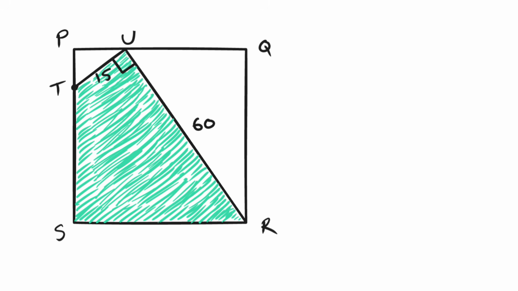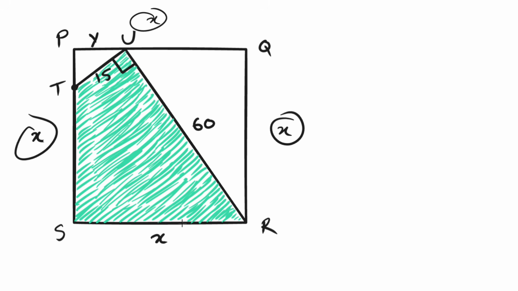So, let's start by introducing two variables that will make the relationships much easier to see. Let the side length of the square be x, and let the small top segment, PU, be y. Since PQRS is a square, all four sides have the same length, so PQ, QR, RS, and SP are all equal to x. Now let's focus our attention on point U.